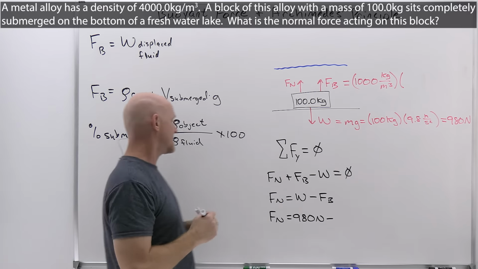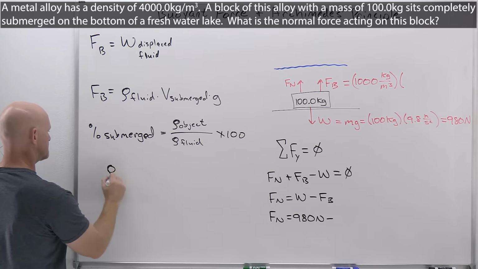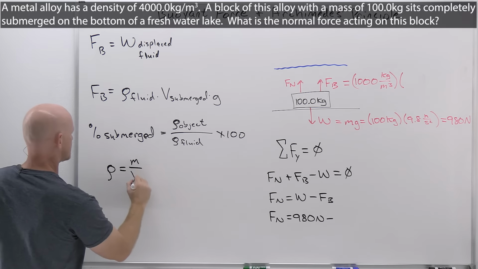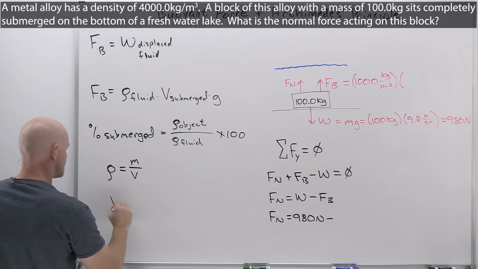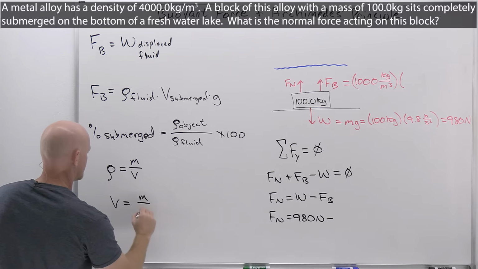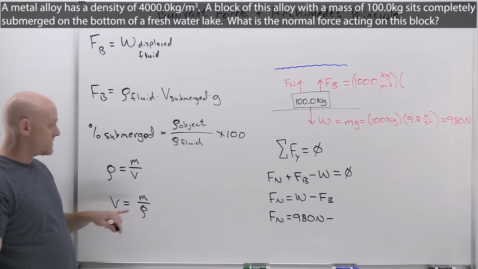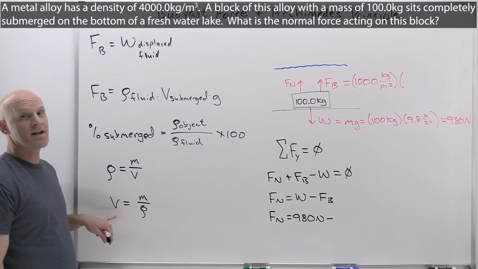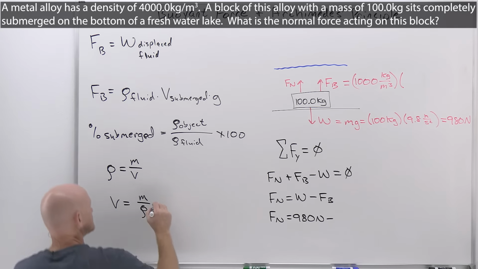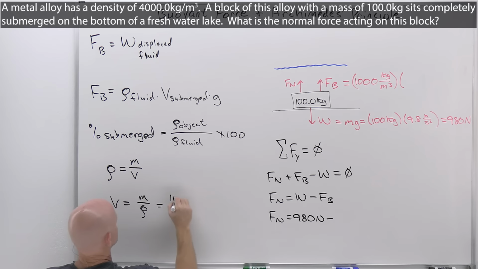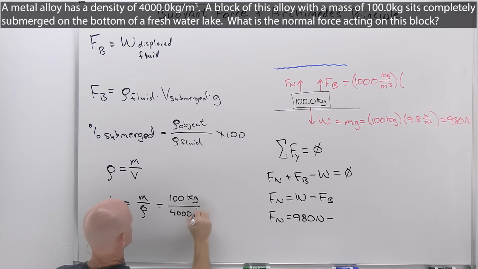But keep in mind that density is equal to mass over volume. If you rearrange this, you can see that volume is equal to mass over density. So if I want the volume of the object, I know the mass and I know the density of the object, and I can find its volume as a result. The mass of the object was given as 100 kilograms. The density was given as 4,000 kilograms per meter cubed. The kilograms are going to cancel, and this is going to come out in meters cubed.